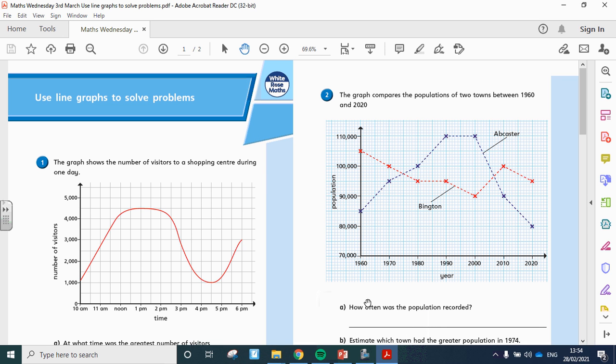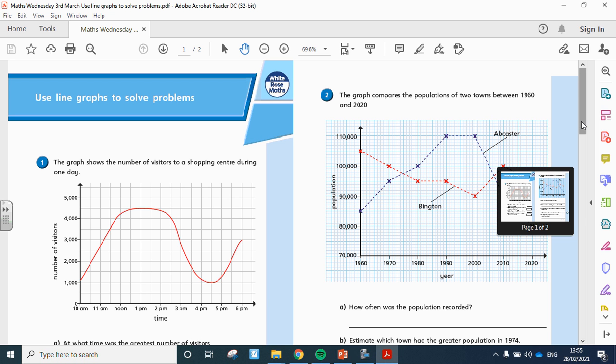Good morning, Year 6. So we are up to Wednesday of our hopefully last week of lockdown and this slightly different maths week. So we've done 2 days of line graphs. You've read them, you've drawn them. Hopefully you managed okay on Tuesday's lesson. So now we're using line graphs to solve problems, which is our final line graph objective.